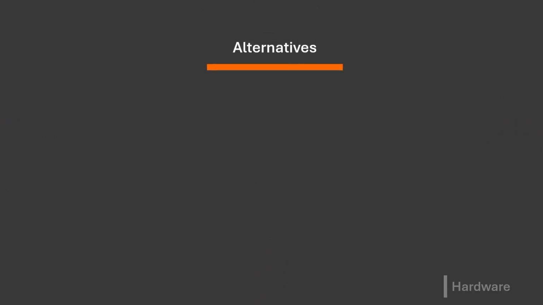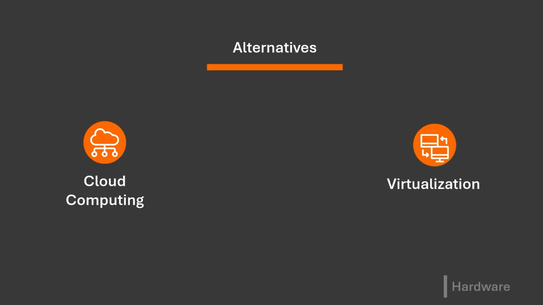Several alternatives can mitigate these challenges. Migrating to cloud-based services reduces the need for on-premise hardware, shifting the burden of hardware management to the cloud provider. This offers cost savings, scalability, and increased flexibility. Virtualization allows multiple virtual machines to run on a single physical server, maximizing hardware utilization and reducing the number of physical servers required. This lowers costs and simplifies management. We'll deep dive into both these technologies in Chapter 6 of this course.